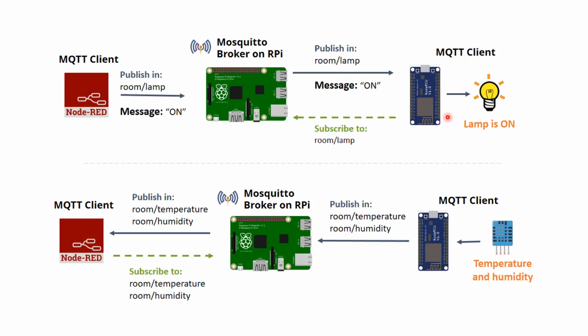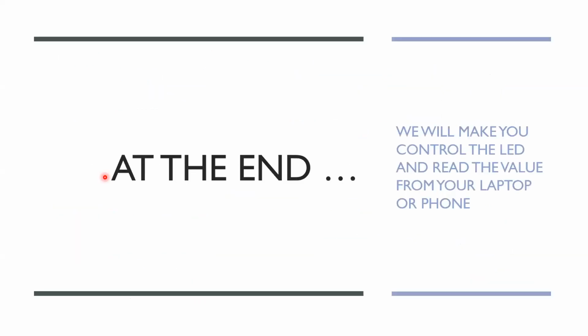The same client is also going to send information, instead of temperature and humidity. We'll send the voltage information read by the potentiometer to our Mosquitto server, and this Node-RED client is going to subscribe to it and just show it on the screen. I will show you how to do all of that using Node-RED or even using some mobile application. At the end, you will control things like the LED and read the value from your laptop or your phone.